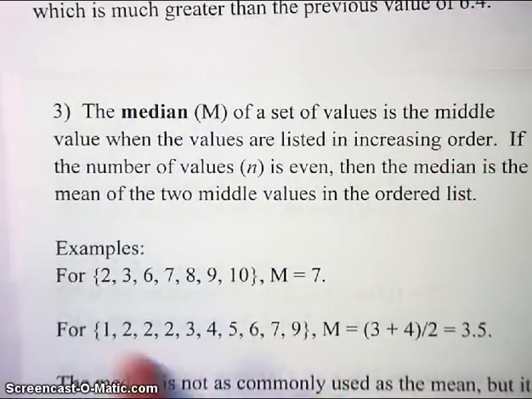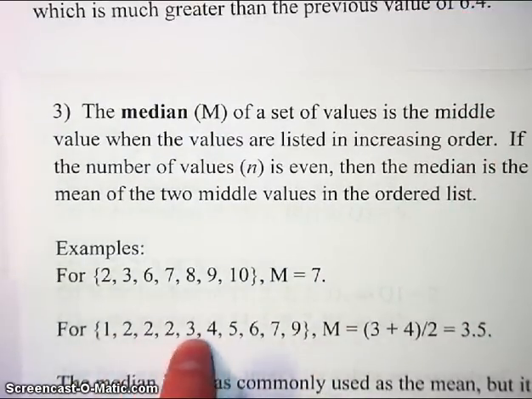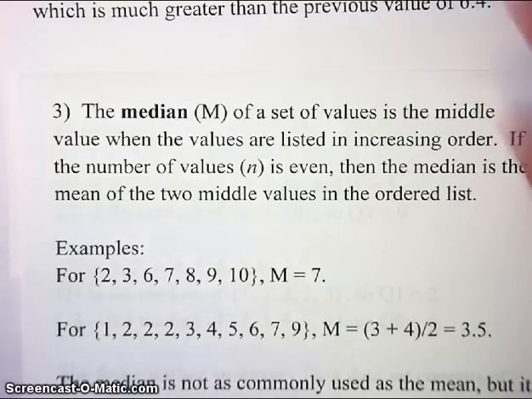On this list, there are 10 values, so there is no middle value, but we're going to average these two middle ones, the 5th and the 6th, which are 3 and 4. Add them up, divide by 2, you get 3.5 for the median of that set of data.